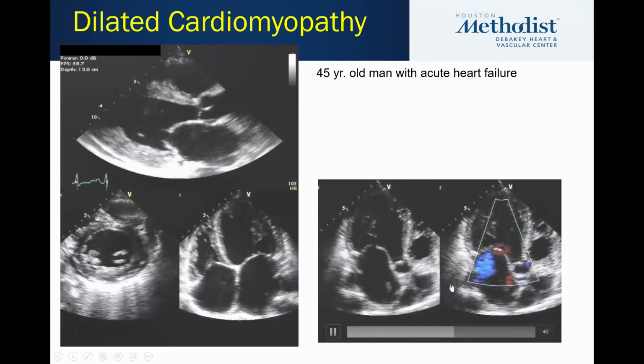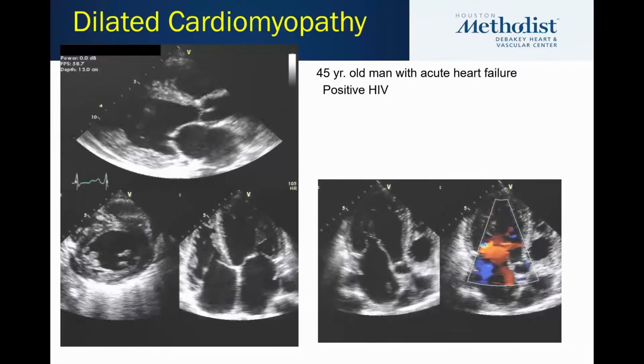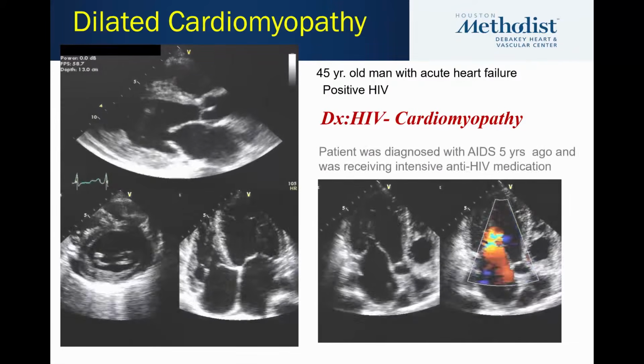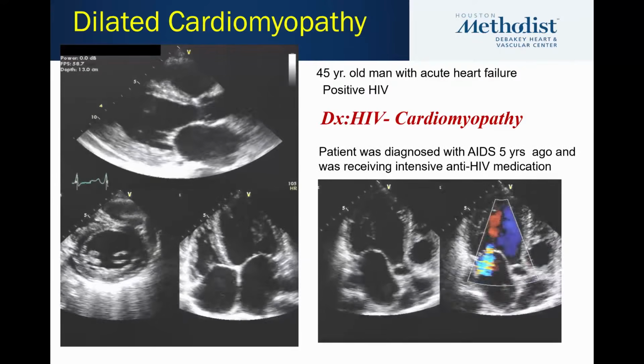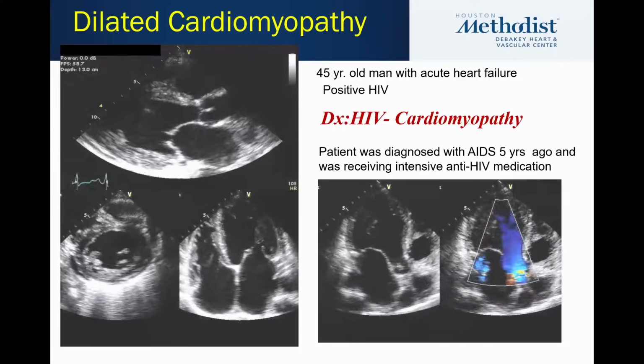So do we know the etiology? Well, only because of the history. Happens to be somebody that has AIDS. So this is an HIV cardiomyopathy. And the patient had been diagnosed 5 years earlier. He was receiving intensive anti-HIV medication.